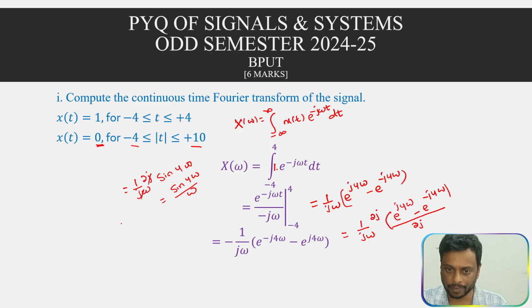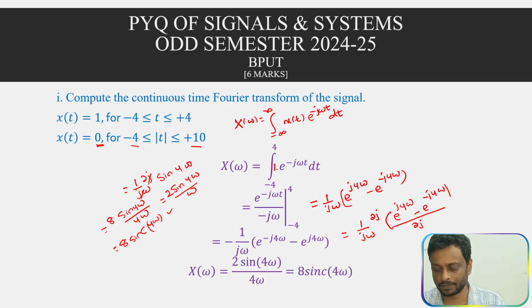So it is 2 sin 4ω over ω. Multiply and divide the denominator by 4, so it will be 4ω, and this will be a sinc function. So 8 sinc(4ω), which is our result: sin 4ω by 4ω. Actually the factor will be 8, I think. Let's check: this is 8 sinc(4ω). So this is our first question.